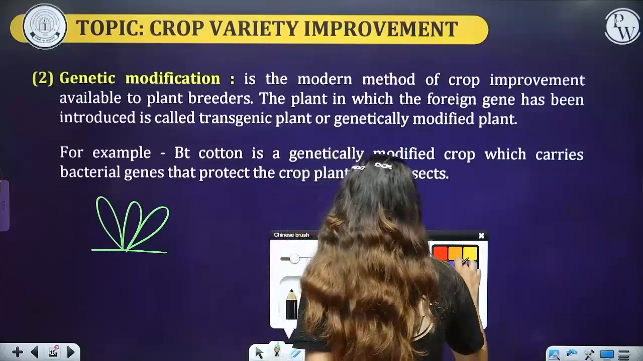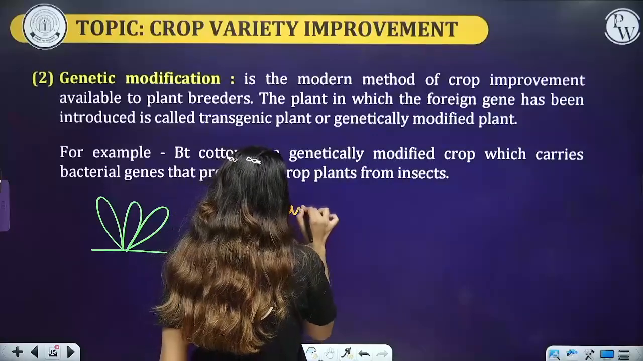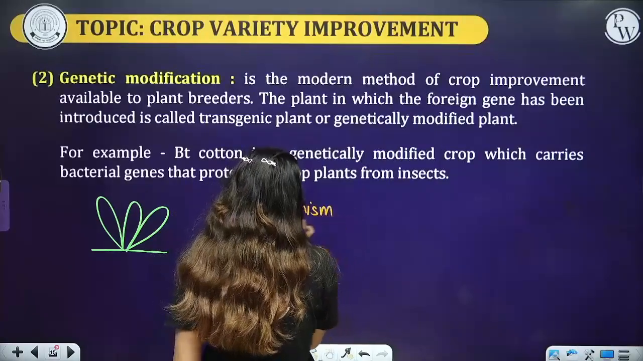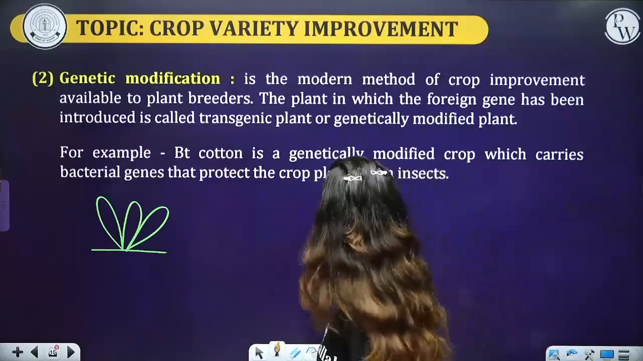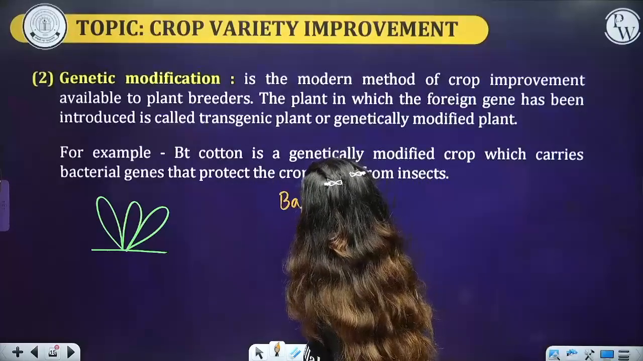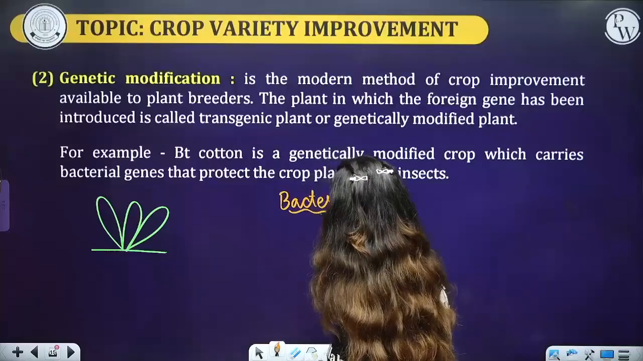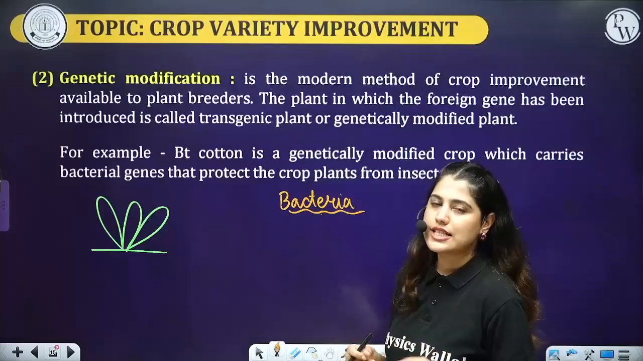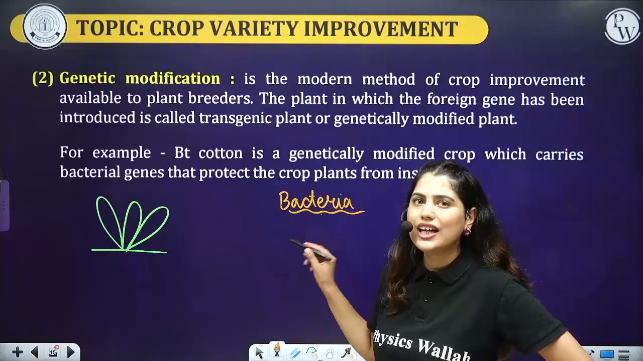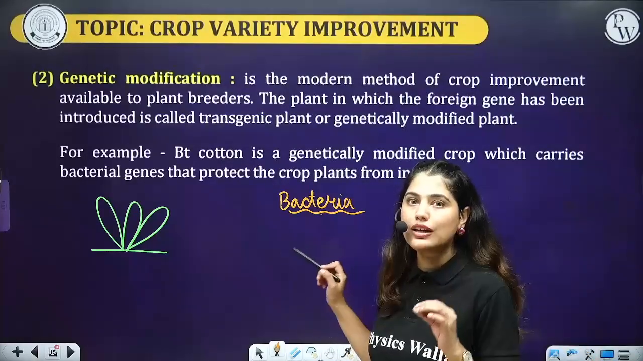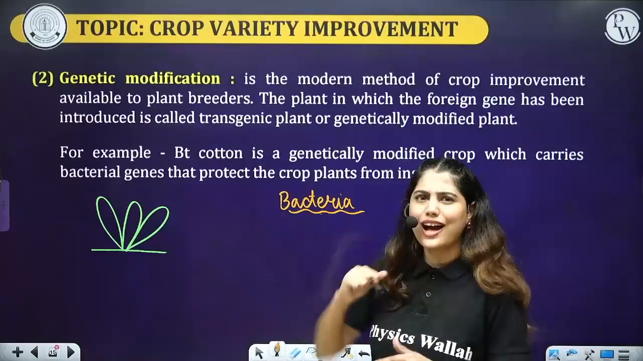Let's say I am seeing an organism here. Let's say I am seeing a bacteria here, and this bacteria is pest resistant, it is disease resistant. Now if the insect is not able to attack this bacteria, why is it able to attack my plant?